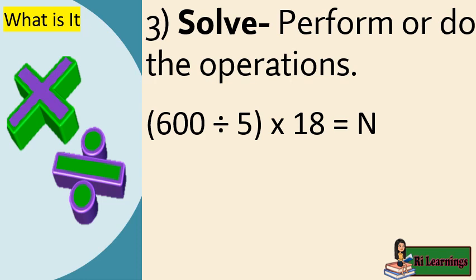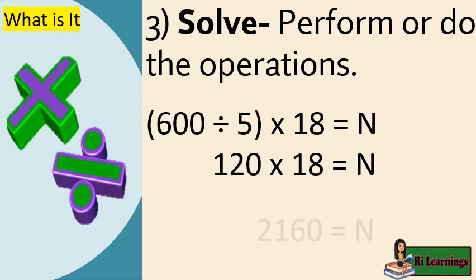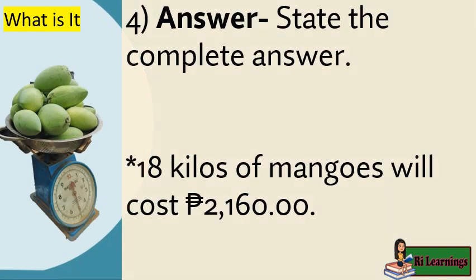Do the operation inside the parenthesis first. 600 ÷ 5 = 120. Perform the operation. 120 × 18 = 2,160. Four, Answer. State the complete answer. 18 kilos of mangoes will cost 2,160 pesos.